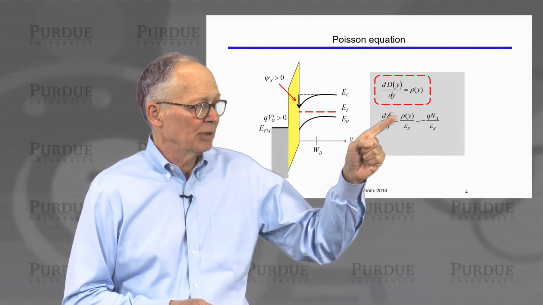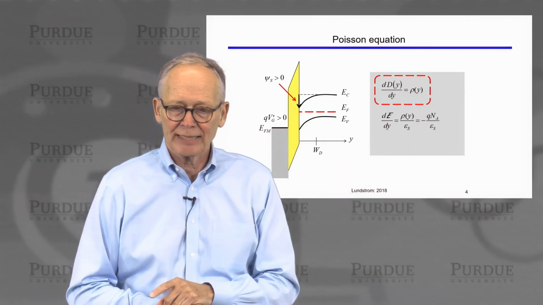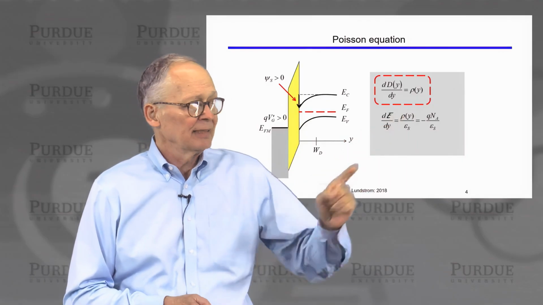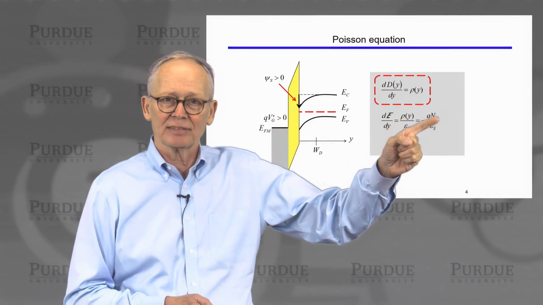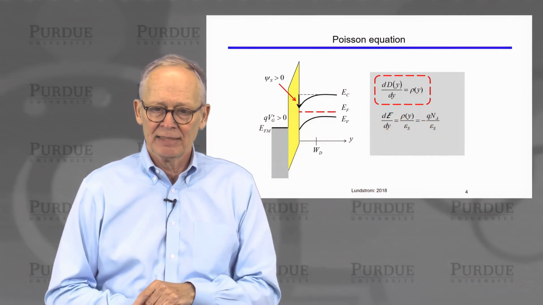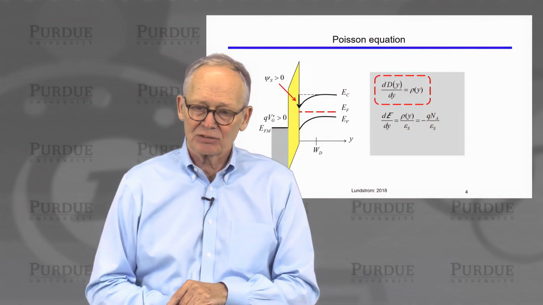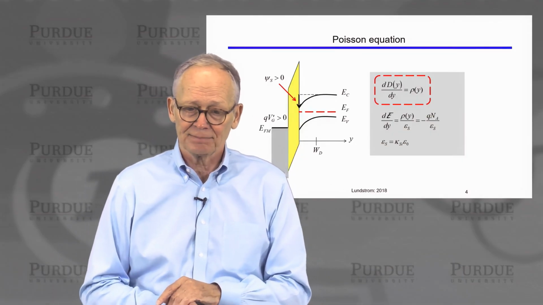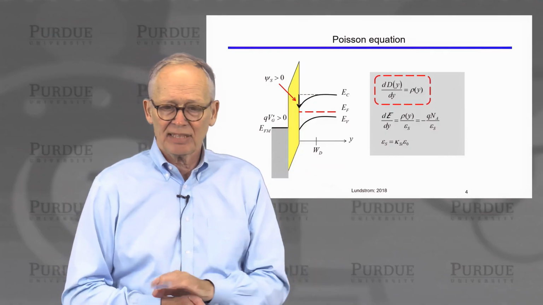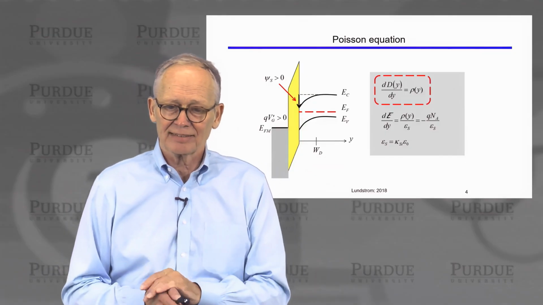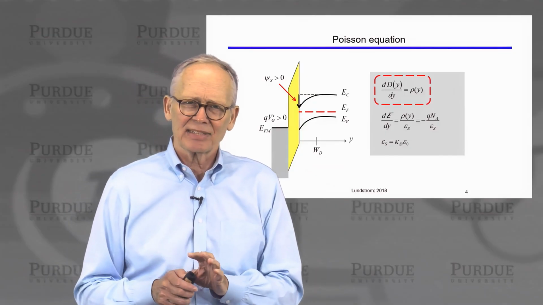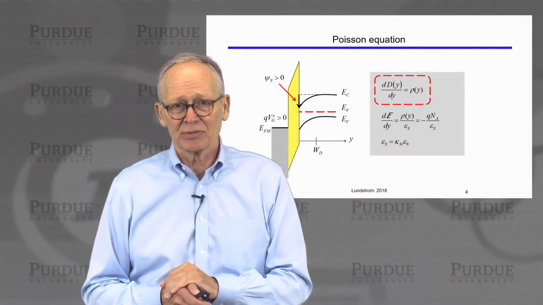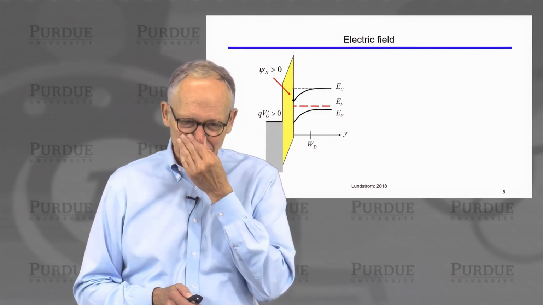Then we get the derivative of the electric field with respect to y is equal to the space charge density over the dielectric constant. The space charge density is just constant, minus Q times the doping density. So we will see that the slope of the electric field is constant, given by the doping density. The dielectric constant is the relative dielectric constant of silicon, which is about 11.8, times the permittivity of free space, epsilon naught.